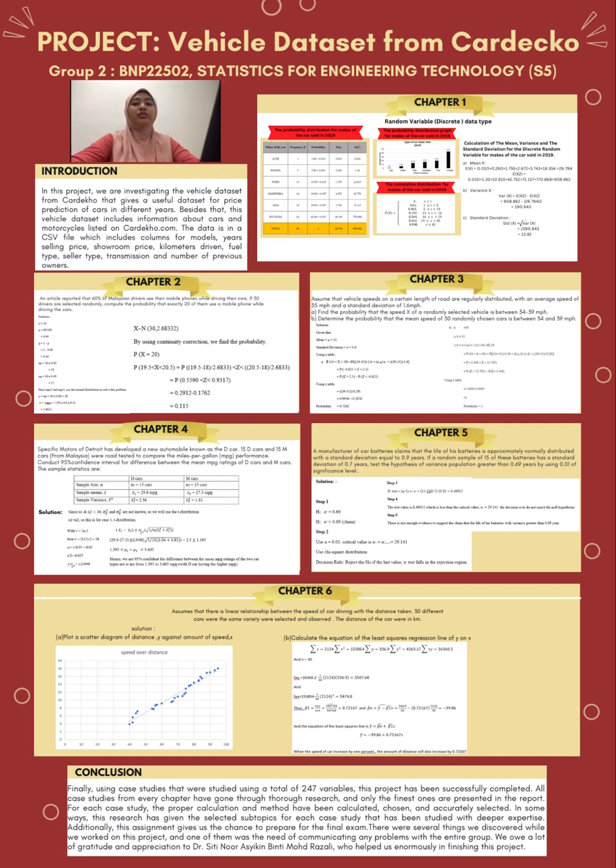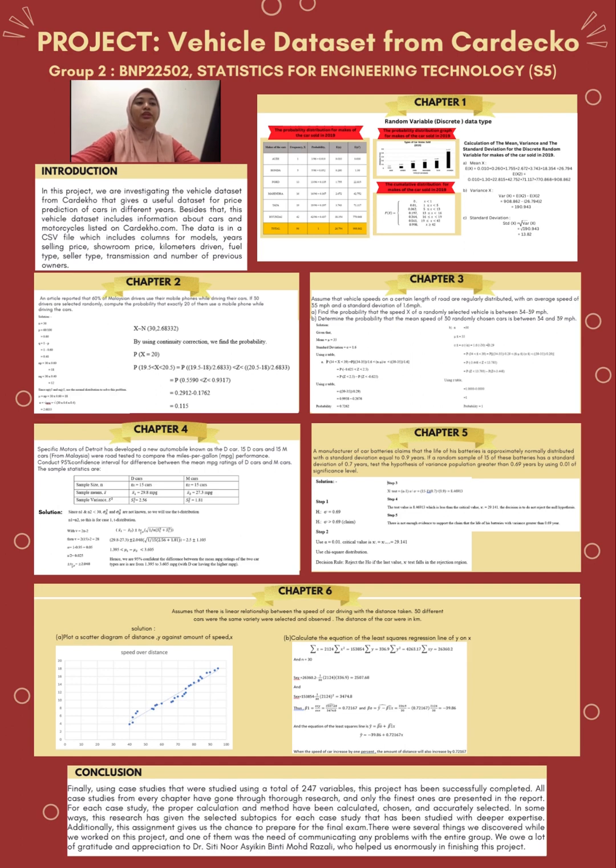For the solution, first step, we need to find the H0 and H1. H0, we get the variance is equal to 0.69, and for H1, we get the variance is more than 0.69 and claim. For step 2, by using alpha equal to 0.01, the critical value that we get is 29.141. And then by using the chi-square distribution, the decision rule that we get is reject the H0 if the test value falls in the rejection region.